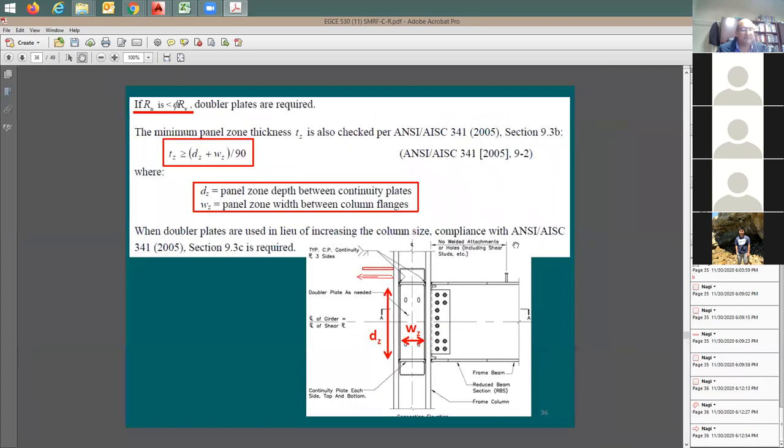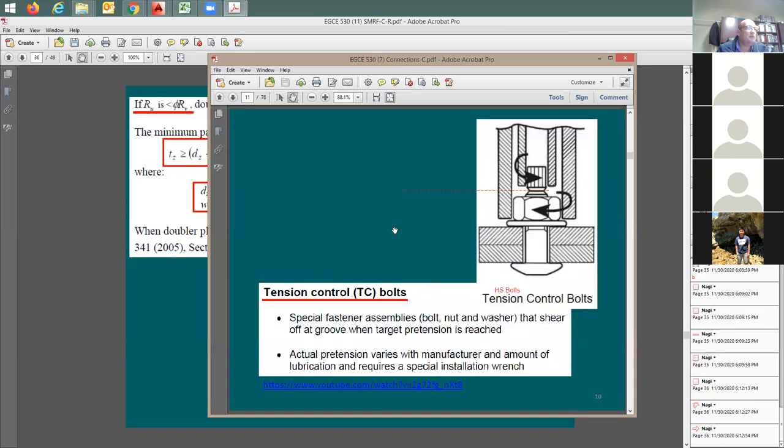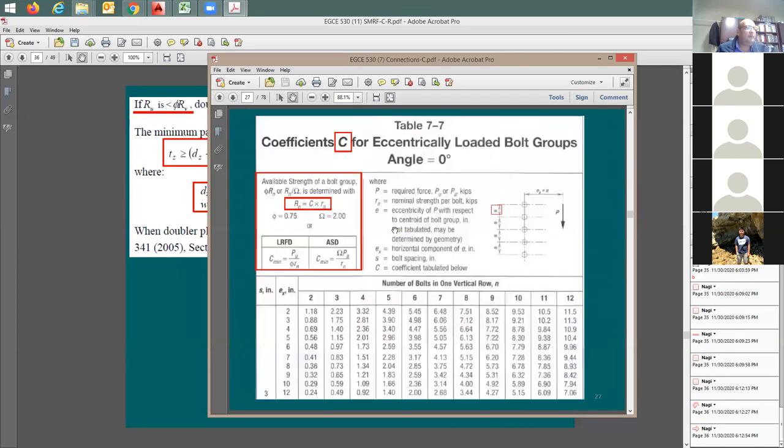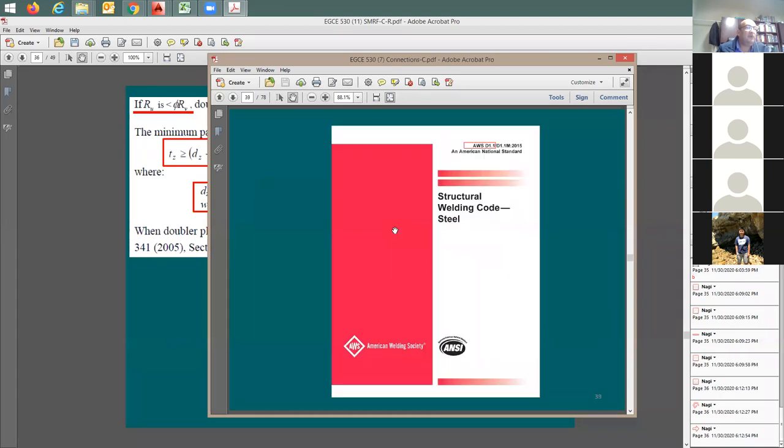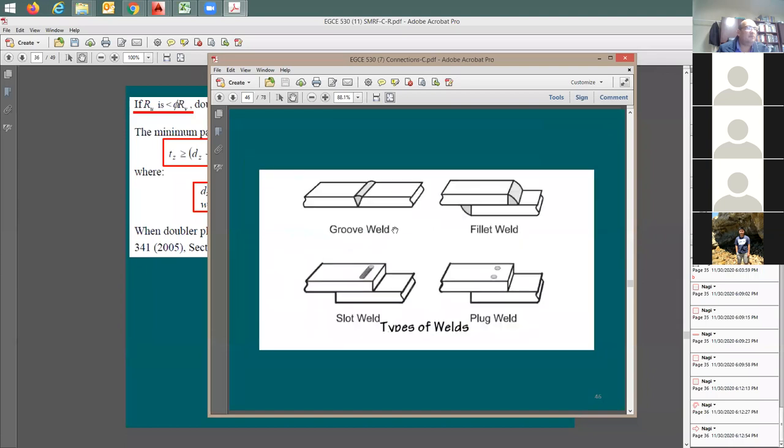Excuse me, sir. Yes. Sir, in full penetration weld, wouldn't the weld be even weaker as compared to normal welding? We don't call it normal welding. We call it fillet weld. Do you know what I'm talking about when I say fillet weld? Yes, sir, I remember what fillet weld is. But isn't this weld weaker than fillet weld? You can do fillet weld if you want to.